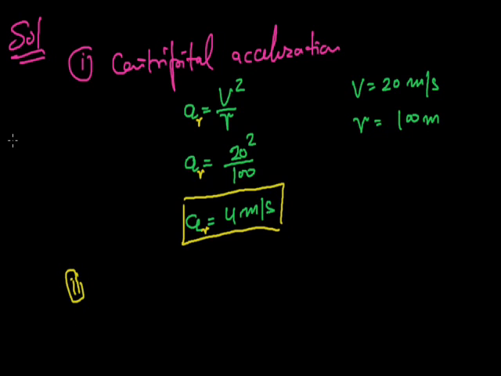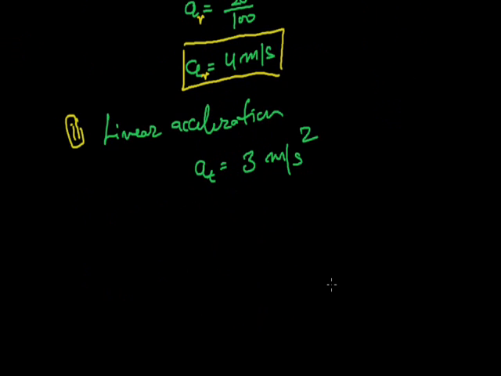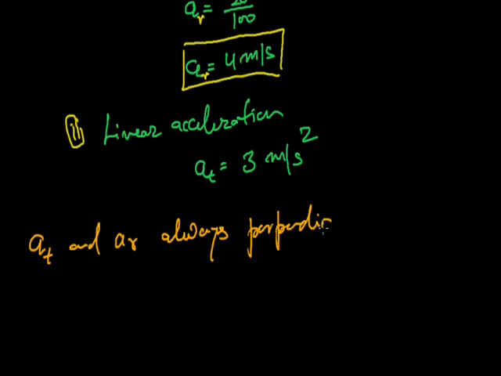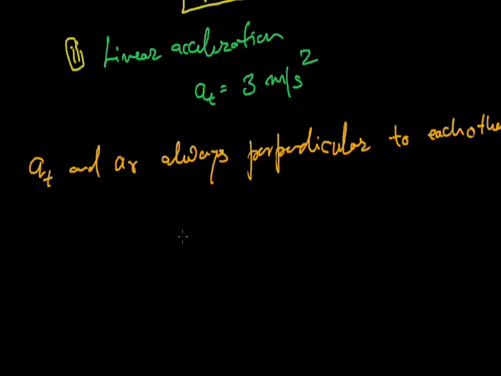And second point, the linear acceleration is given by AT, लीनियर और टेंजेंशियल भी हम इसको बोल सकते हैं। It is given by 3 meter per second square, and we know that AT and AR always remain perpendicular to each other, because AR is towards the center always, because it is radial, and AT is tangential.